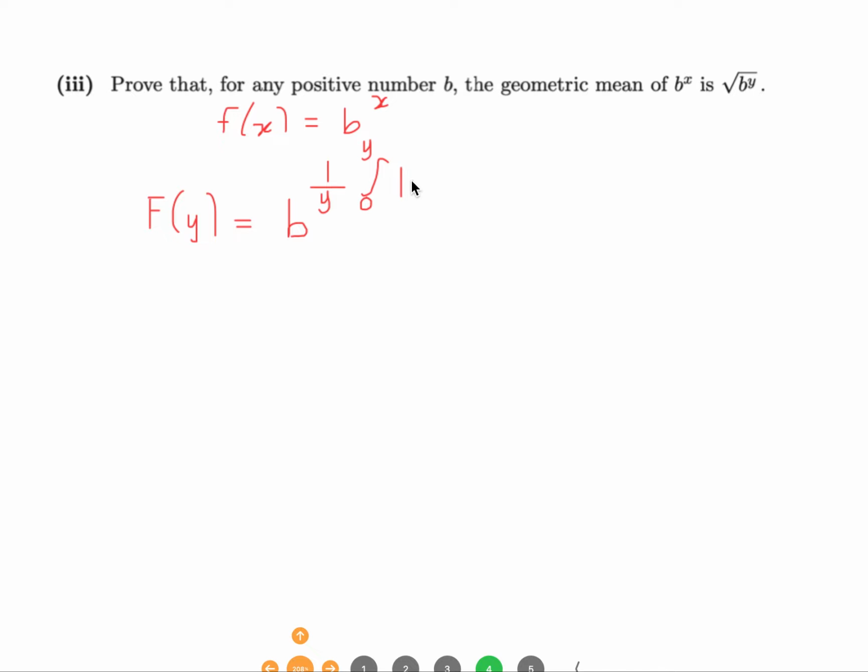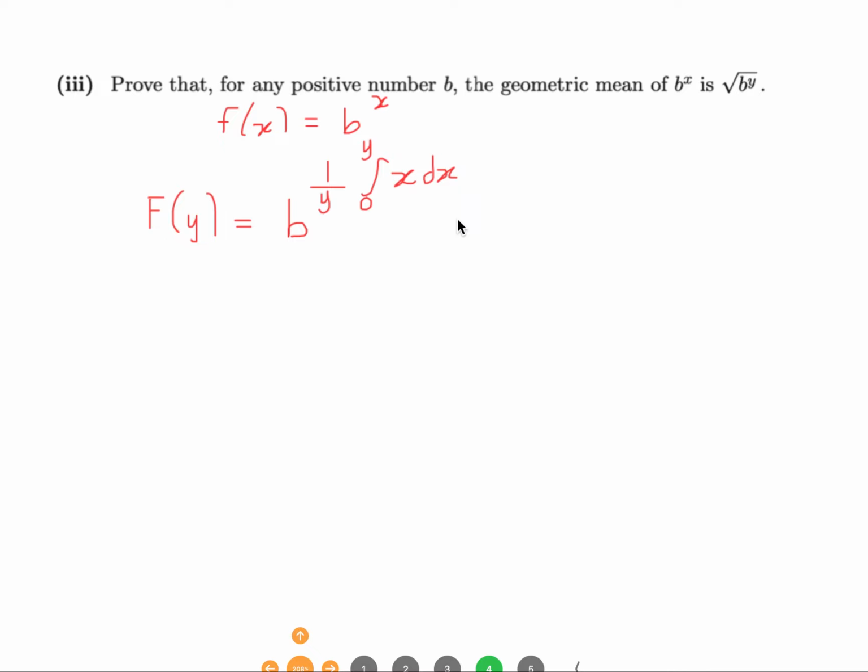log base b of b to the power of x dx. Now hopefully we can see why that was a good choice using this one. As the power is just going to come down, it's just going to become x, so let's get rid of all this, and we get x dx.